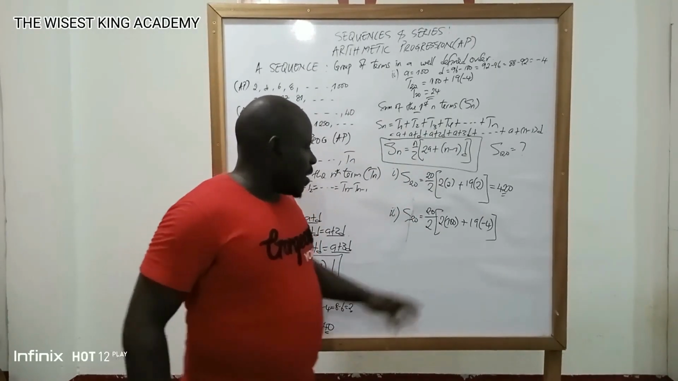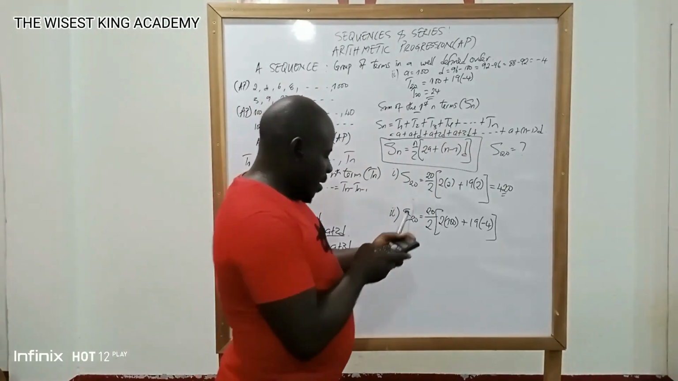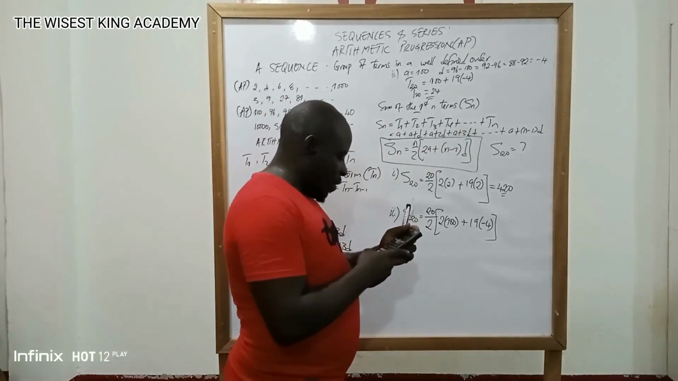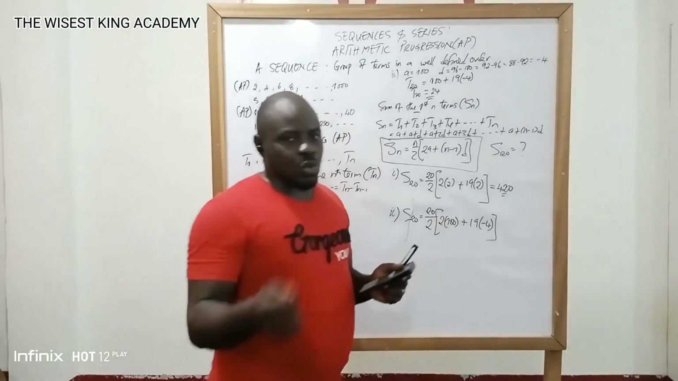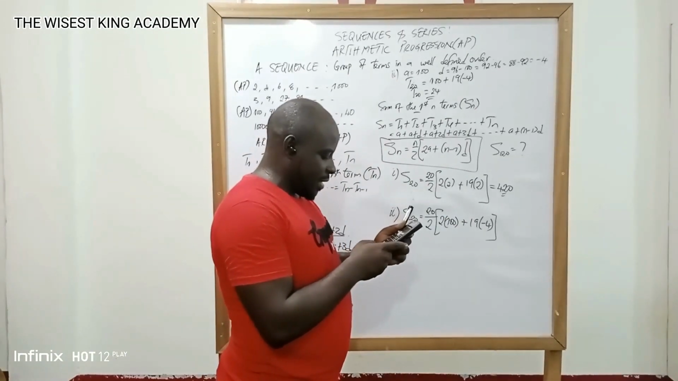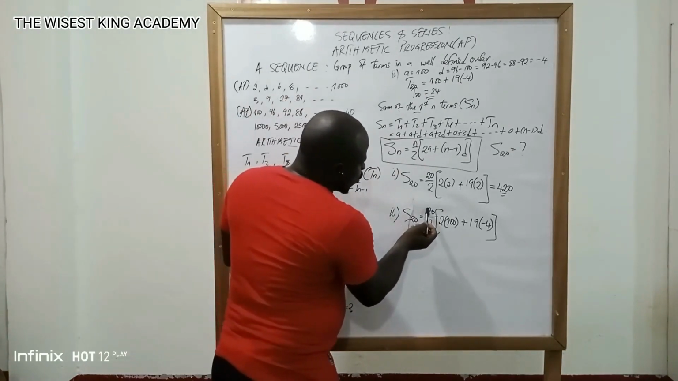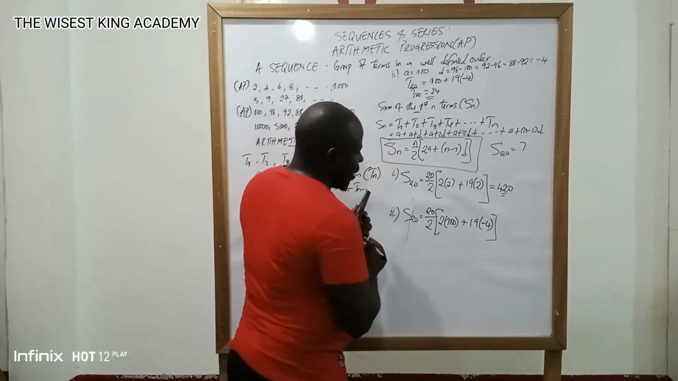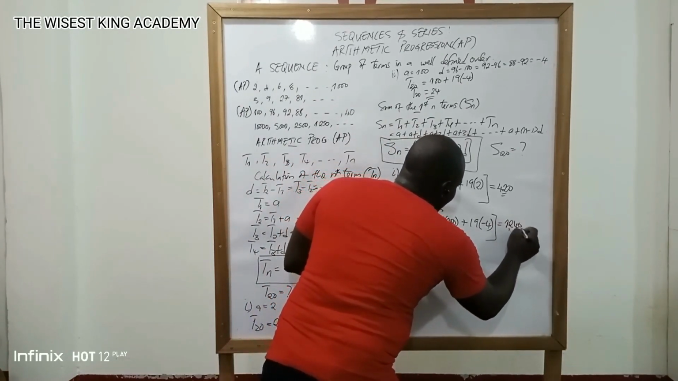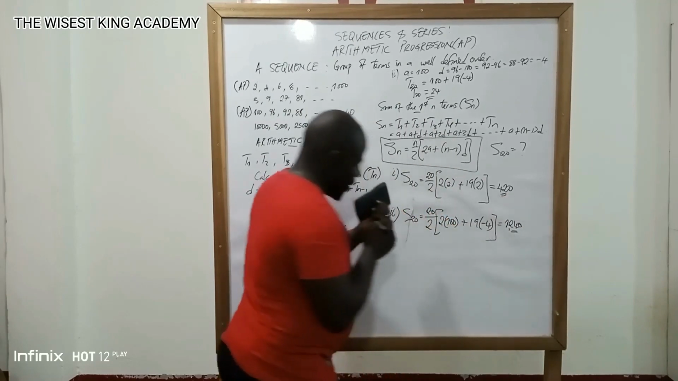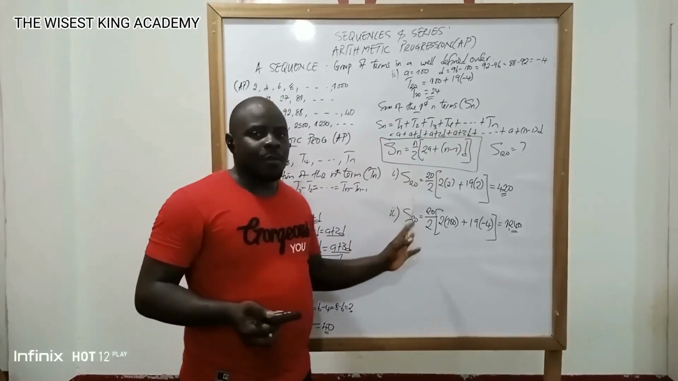19 times minus 4. I believe you all have a calculator. If I take 19 times minus 4, it's going to give us minus 76. 2 times 100 is 200. So 200 minus 76 is 124. Now, 20 divided by 2 is 10. 124 times 10 will give us 1,240. So that is the sum of the first 20 terms for the first example and the second example.